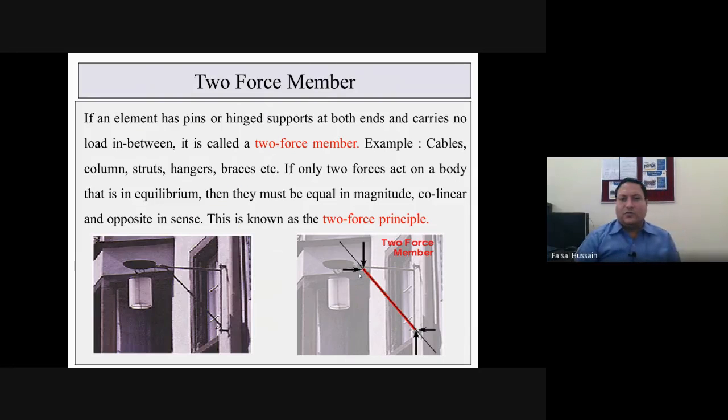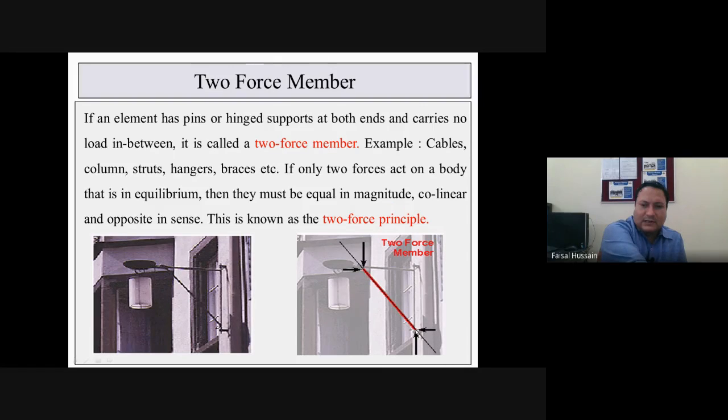Now let us see two force member and three force member. Here you can see there is an example of a cable. So what is a two force member? If an element has pin or hinge support at both ends, you know what is pin or hinge support, and carries no load in between, it is called a two force member. Here you can see that this is a bracket attachment. At one end there is a lamp. So there are two joints.